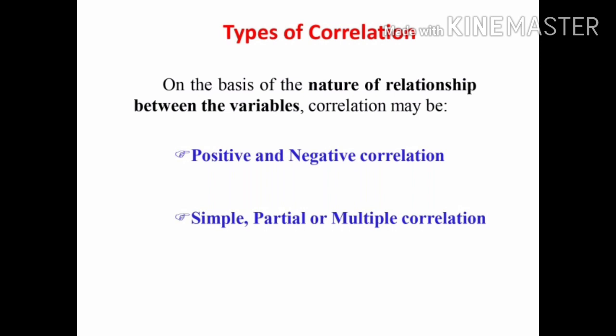On the basis of the nature of the relationship between the variables, correlation may be positive or negative, and simple, partial or multiple. In this section we will be discussing positive and negative correlation. The correlation is said to be positive if the values of two variables change in the same direction. For example, height and weight. This is a type of positive correlation.